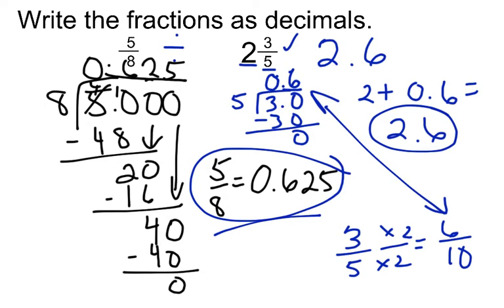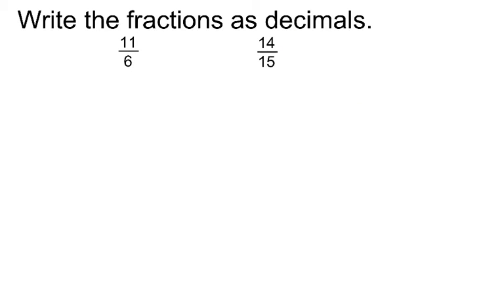Now we're going to go on to the next step and have you write some fractions as decimals. Go ahead and take a minute to pause and write these fractions as decimals. Notice that the first one is an improper fraction, so you know you're going to get a whole number and a decimal. The second one is a proper fraction, so you know you're only going to get a decimal with a 0 in the ones place.